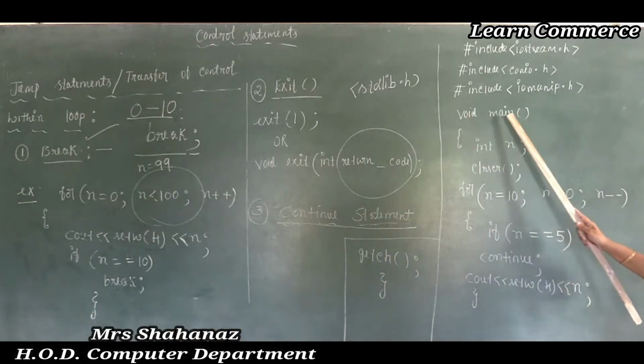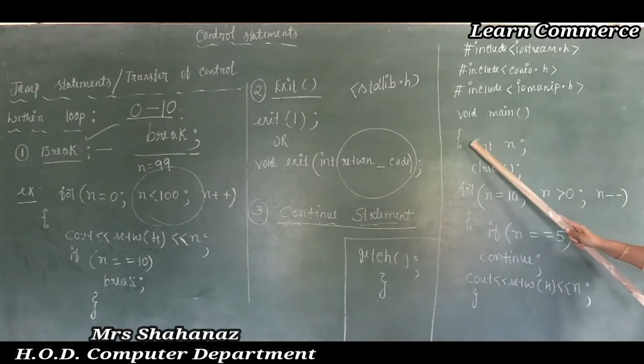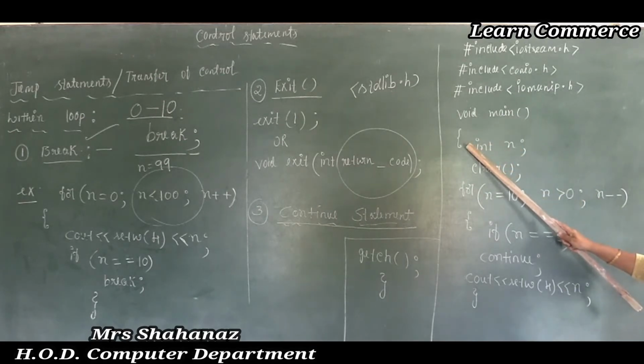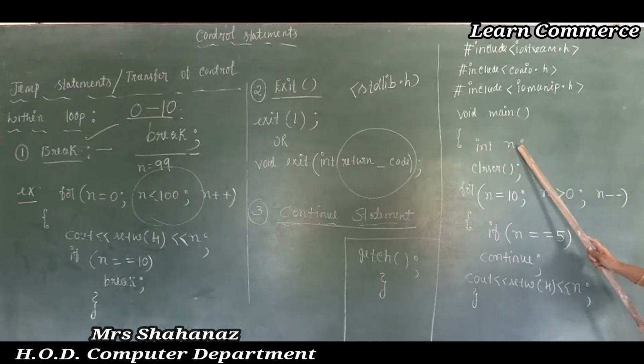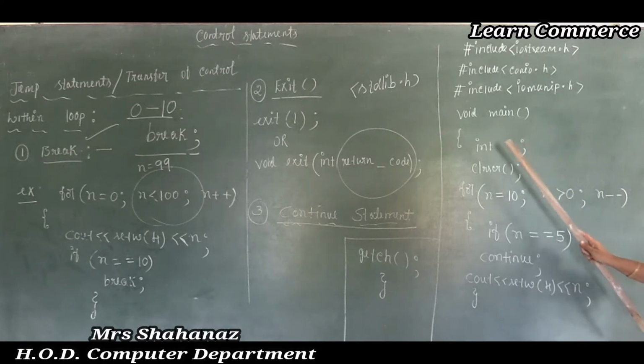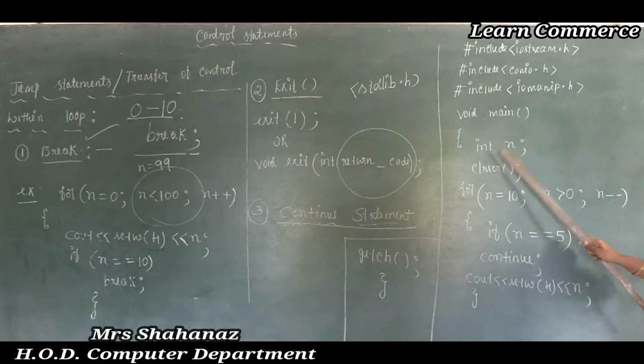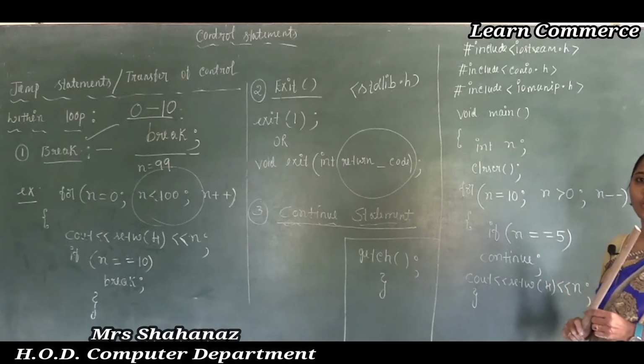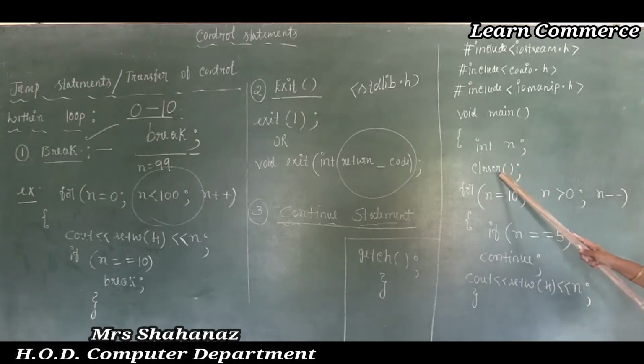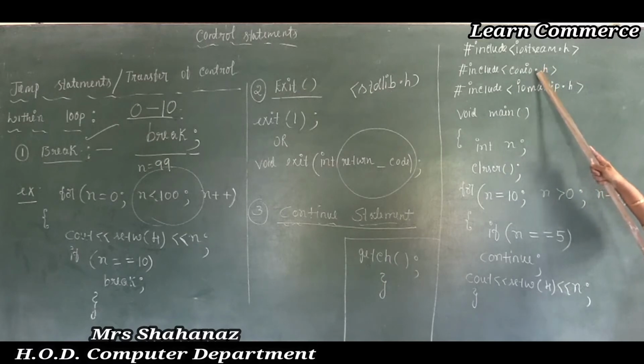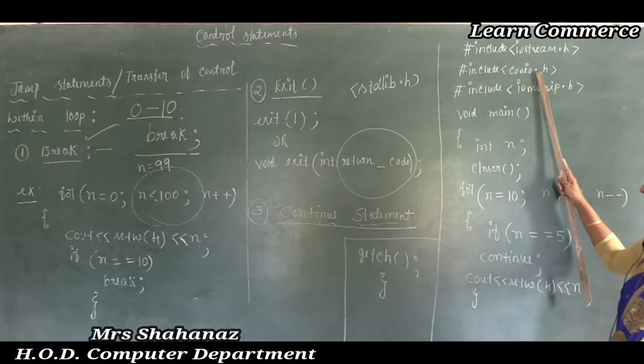So void space main open close semicolon. Next, the opening of the curly bracket. Next, the variable I want to declare, I declare by using the data type int, and the statement terminates with a semicolon. Later, clrscr open close semicolon, as we already used the header file conio.h.